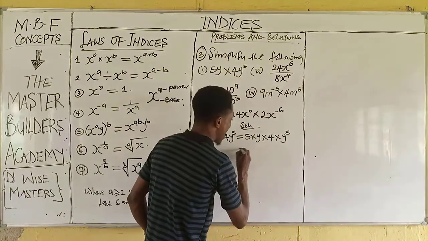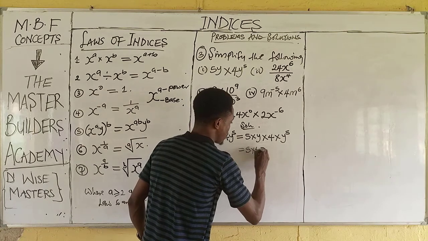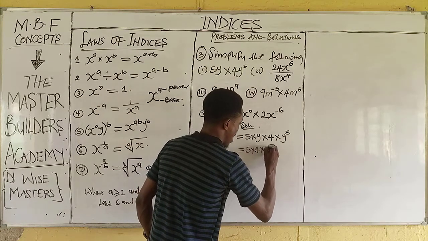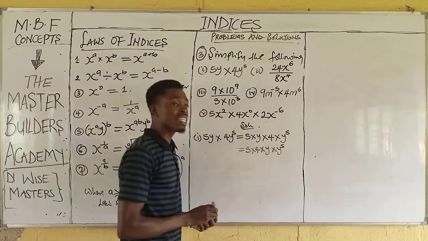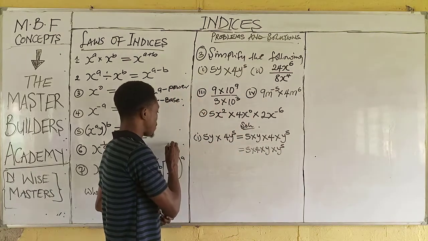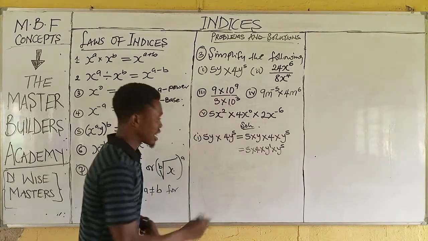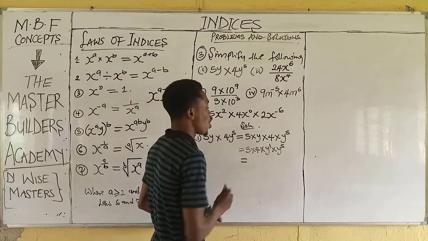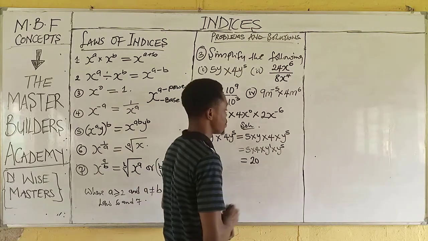So in this case now, I will separate the numbers from the letters. So this will give me 5 multiplied by 4 multiplied by y raised to the power 5. And understand that in indices, any base without a power has a power of 1. So this is y raised to the power 1. Now, if I multiply 4 by 5 or 5 by 4, this would have given us 20.